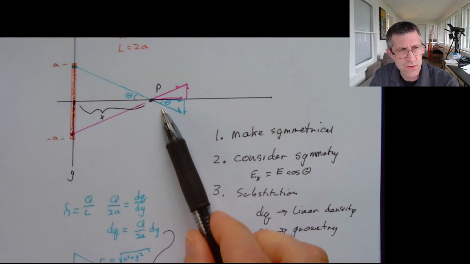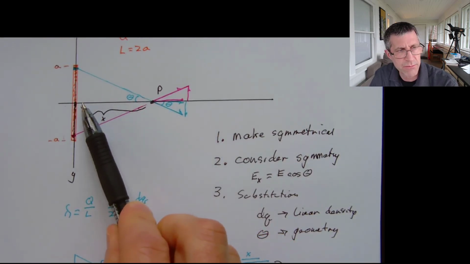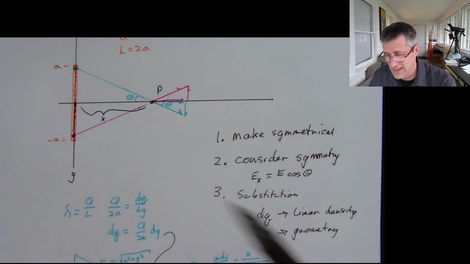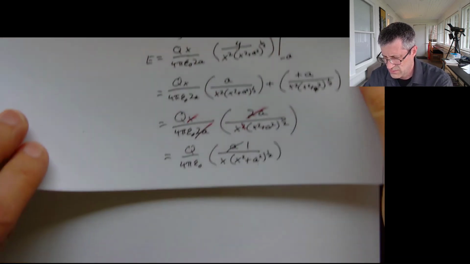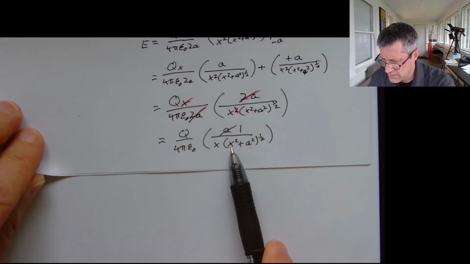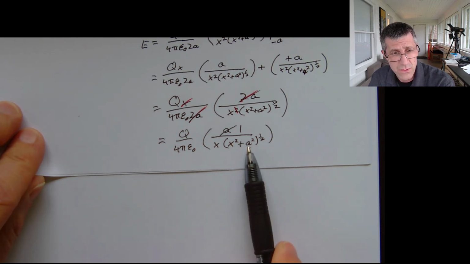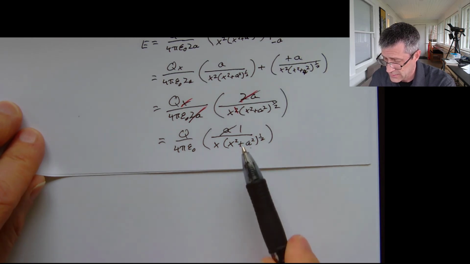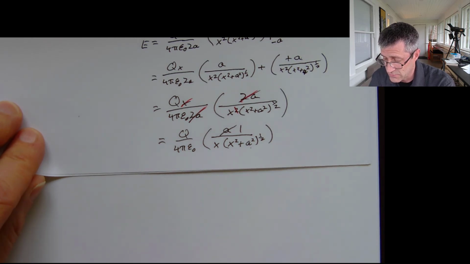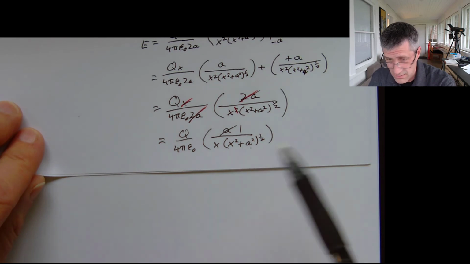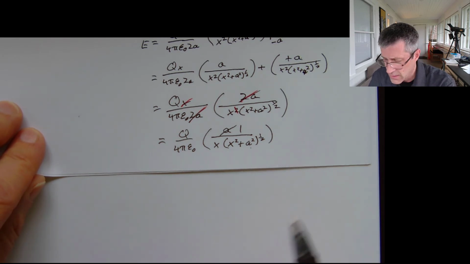And then if I'm right close to this, so if x is really small compared to a, this is going to be a function of 1 over a, so it's going to be a constant electric field. Yeah, seems to make sense. I like the other boundary condition better.